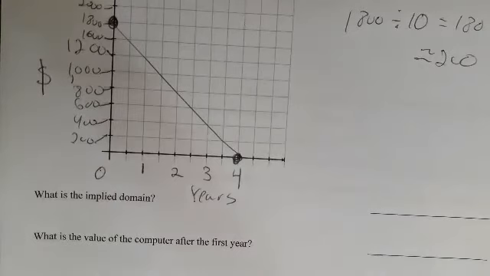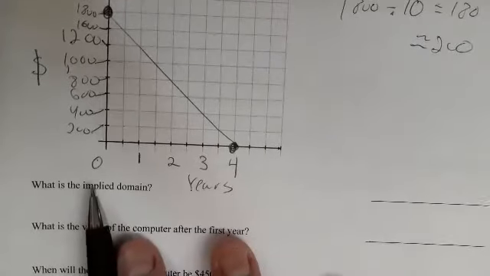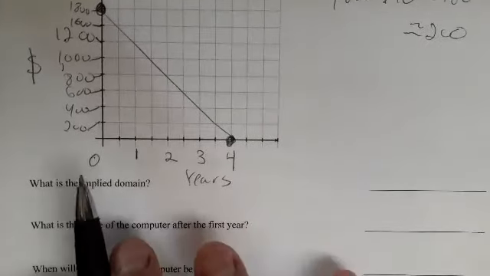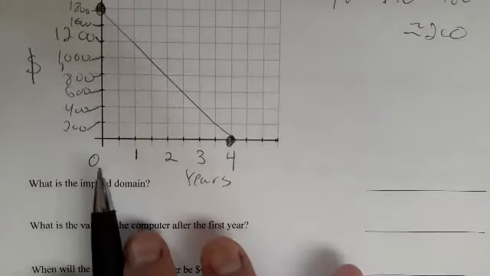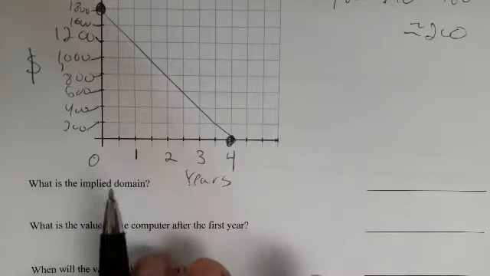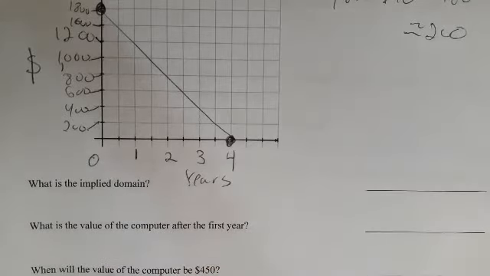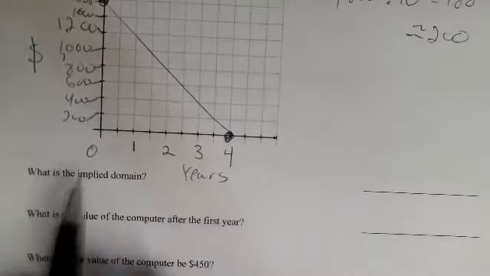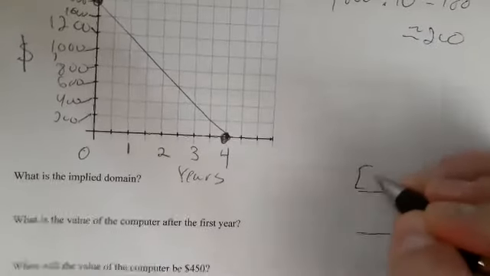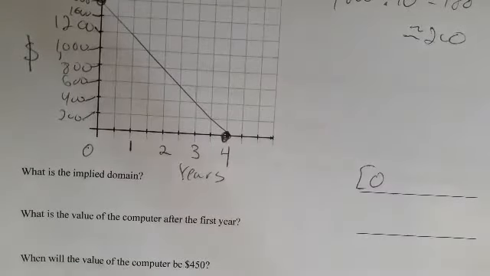This starts out at 1800, goes 4 years to nothing. So what is the implied domain? That is our x values. And so we're going from 0 to 4. The thing about the implied domain is that there's some real world restriction on this. One of them is that it has to be positive. So we start out at 0 years. It can be 0 or positive.